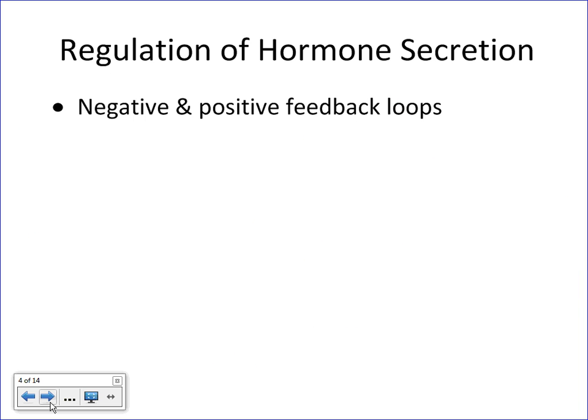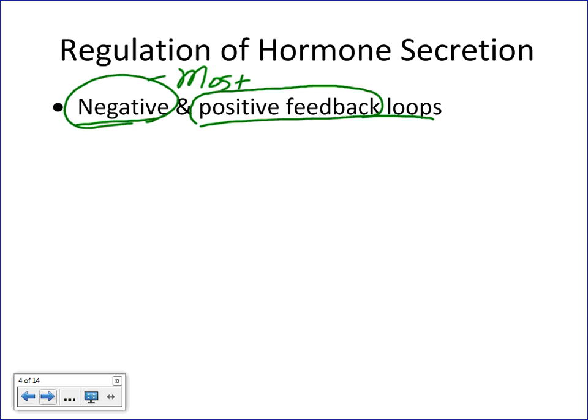All right, next I want to talk about something we've discussed before, but I want to bring it up again: regulation of hormone secretion via negative and positive feedback. Remember, most hormone secretion is regulated through negative feedback. There are some areas of hormone secretion that do operate through positive feedback loops, and we'll give an example of that in a second.